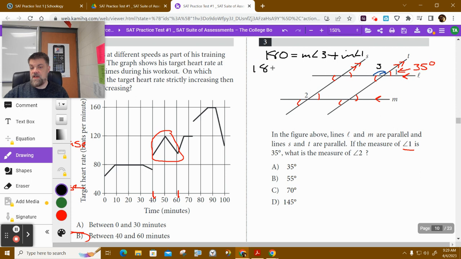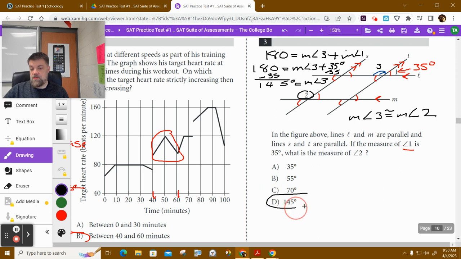And so in order to get the 180 degrees, now you wouldn't write all this out. I'm writing it out because I'm teaching it to you. Plus 35. You subtract 35 from both sides. 145 degrees is equal to the measure of angle 3. And since that's a big angle, and the measure of angle 3 is congruent to the measure of angle 2, then we know that the measure of angle 2 is 145 degrees.